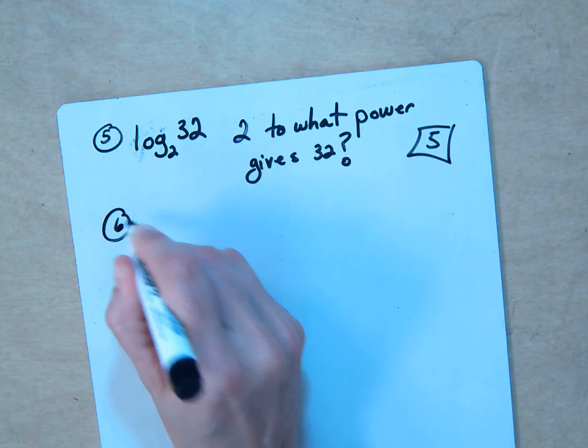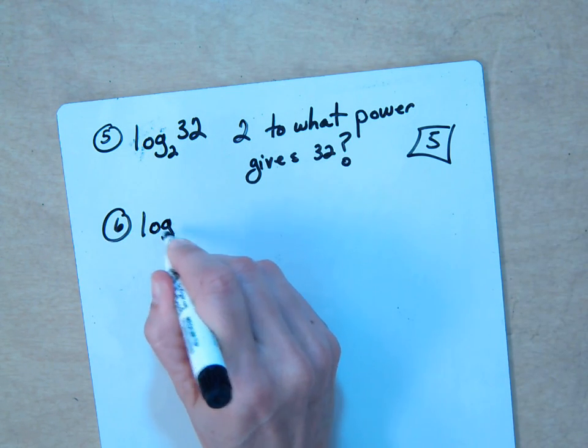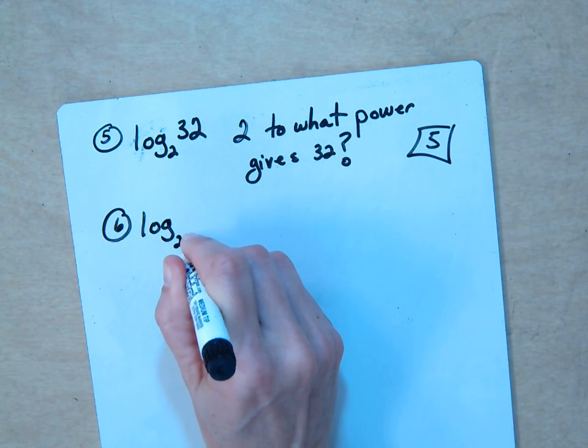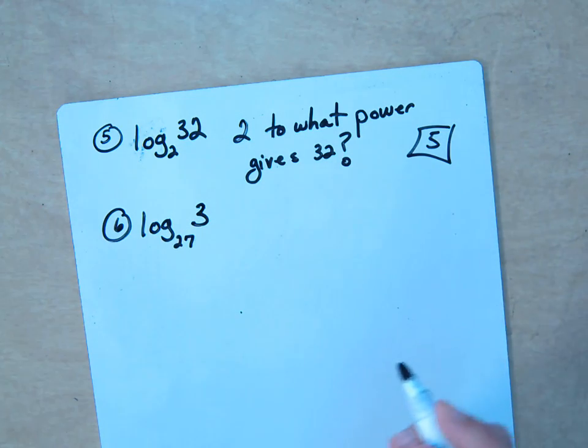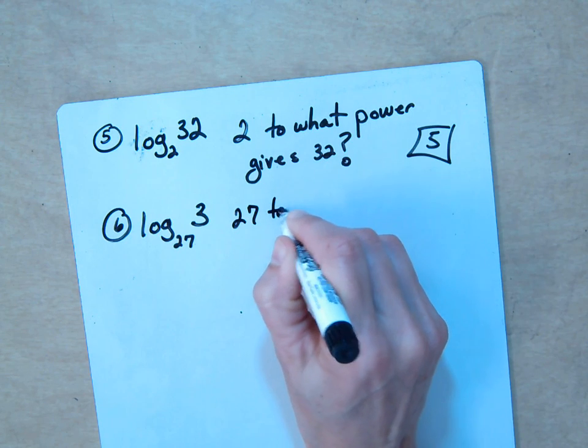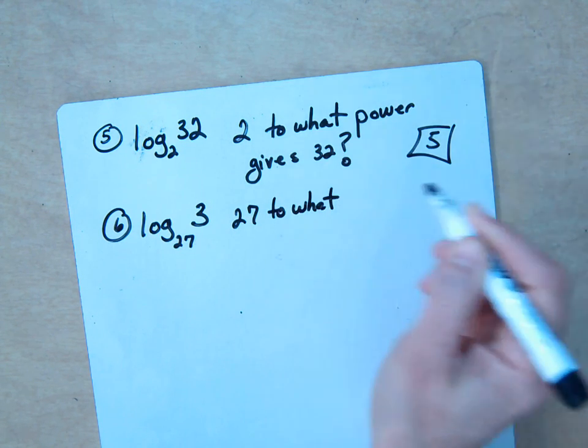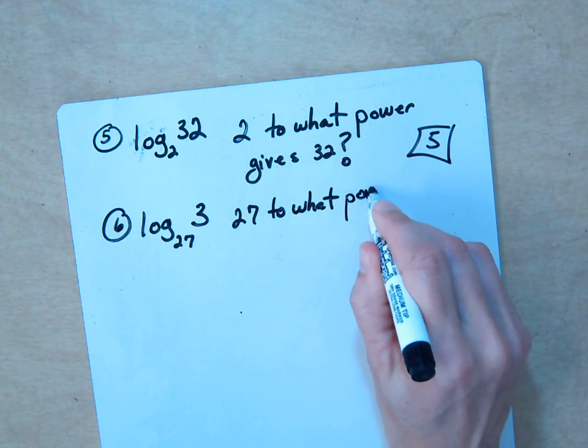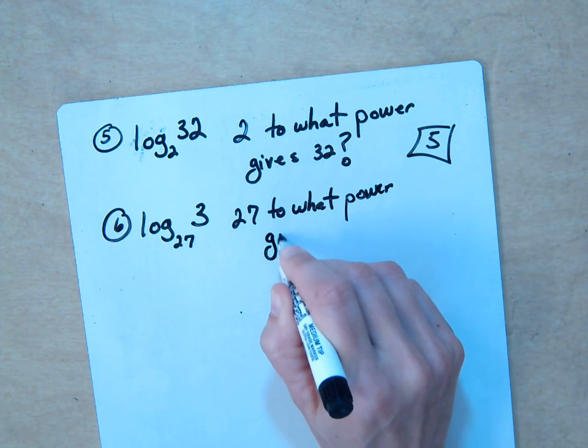Let's try another one. Let's evaluate the log base 27 of 3. That's a little trickier, but all you're saying is 27 to what power gives 3?